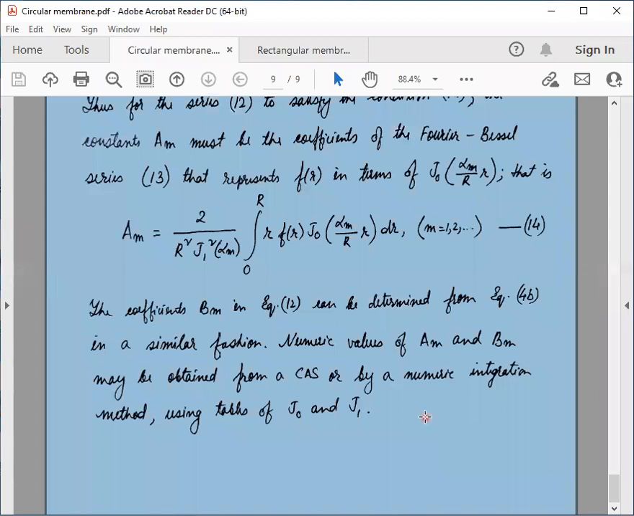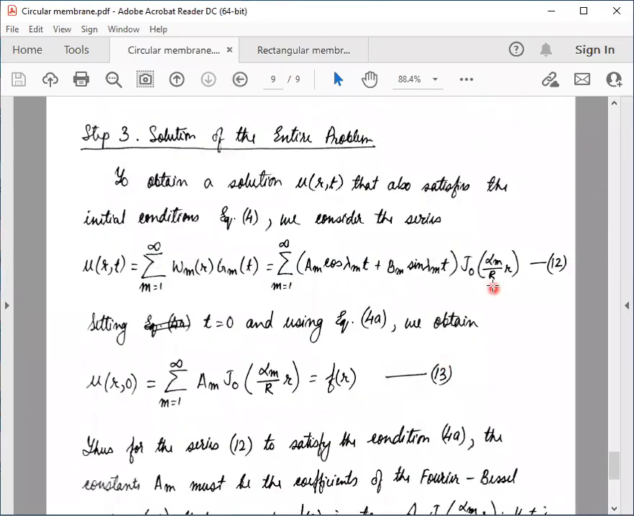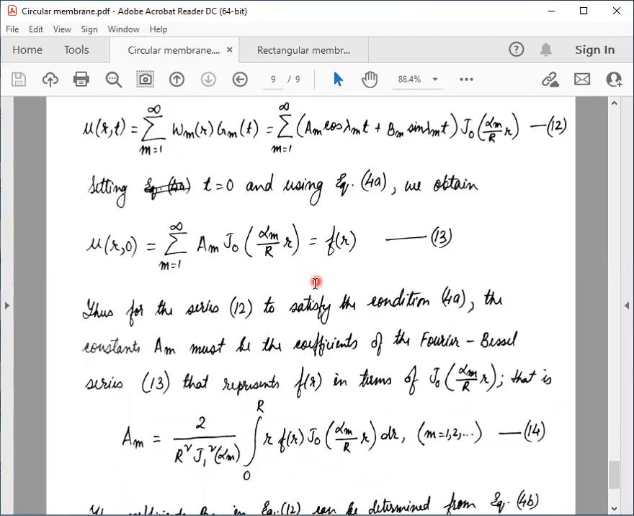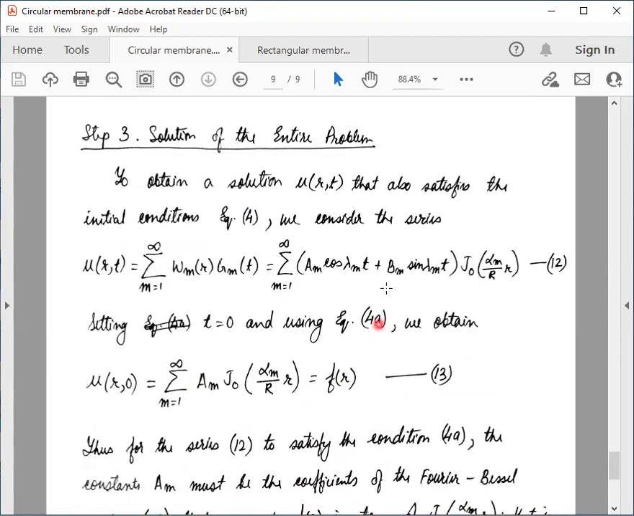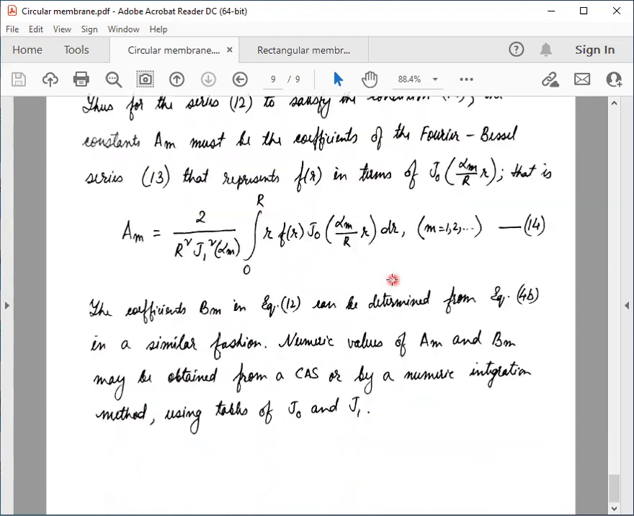So the solution is given by equation number 12 with am given by equation number 14, and we can find a similar expression for bm. This brings us to the end of the vibration of a circular membrane.